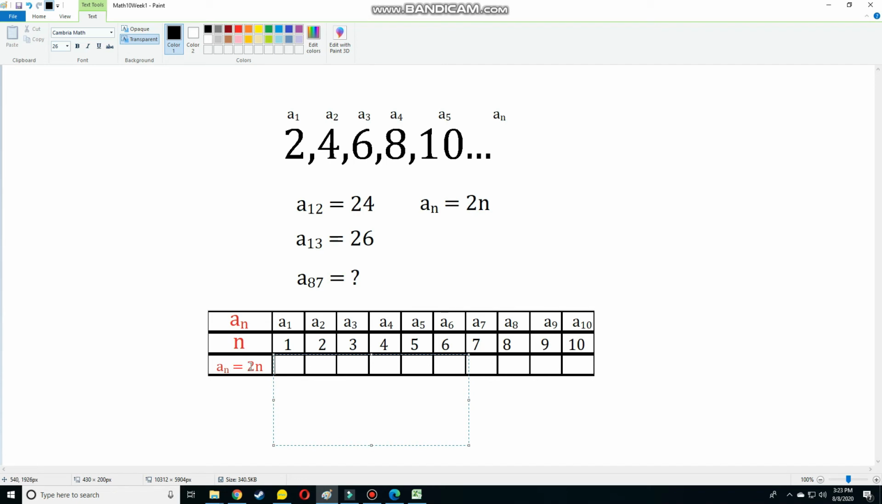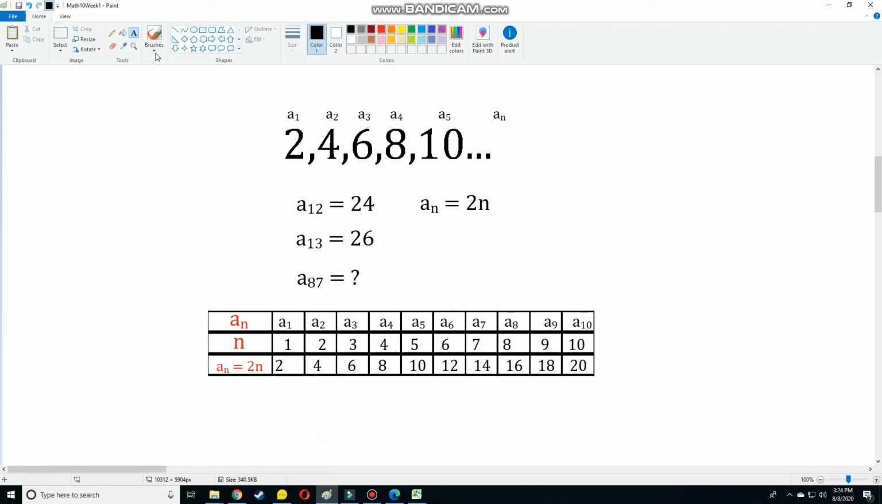So we have 2 here as the constant, so 2 times n, and n is here. For the first term, 2 times 1, that would be 2. For the second term, 2 times 2, that's 4. How about here? 2 times n, and n is 3, that would be 6. And so on. 2 times 4, that would be 8. 2 times 5, that would be 10. 2 times 6, that would be 12. 2 times 7, that's 14. 2 times 8, that's 16. 2 times 9, that's 18. And 2 times 10, that's 20.